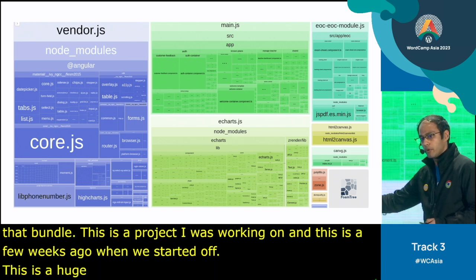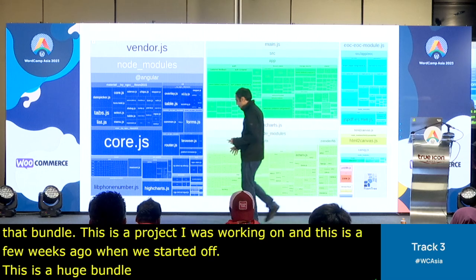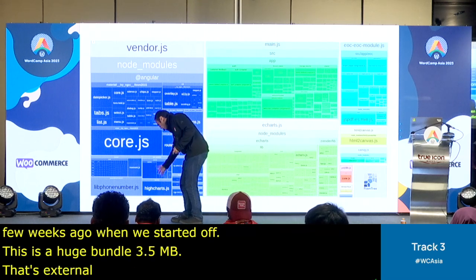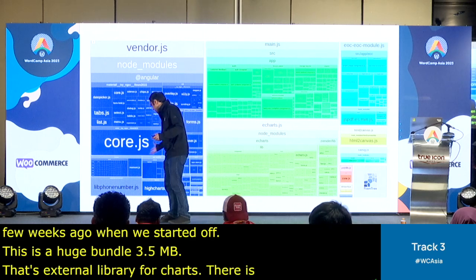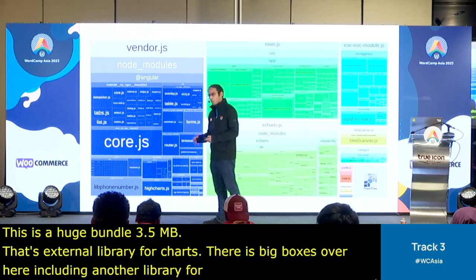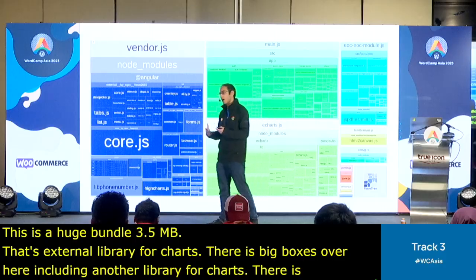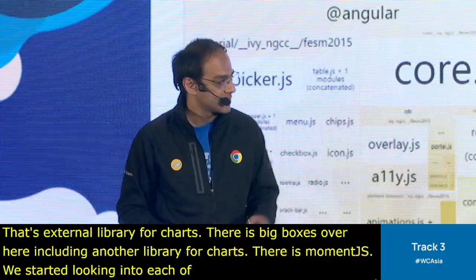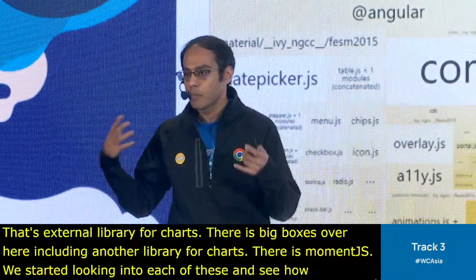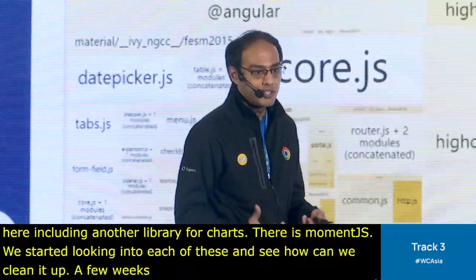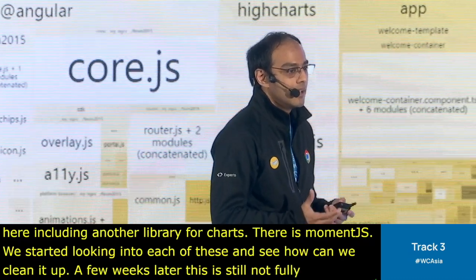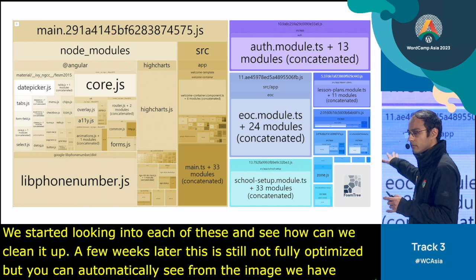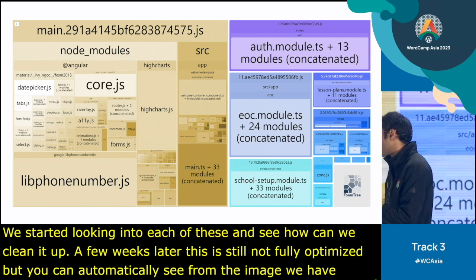That's an external library for charts. There are some big boxes over here, including another library for charts. I don't know why. There's Moment.js. And we started looking into each of these and trying to see how can we clean this all up. And a few weeks later, this is still not fully optimized, but you can automatically see from the image that we have shrunk it down quite a bit. And I think that at this point, this is at 1.2 MB, which is still too big, but we're cutting it down even more, right?